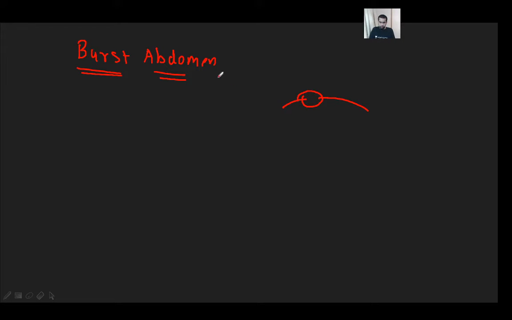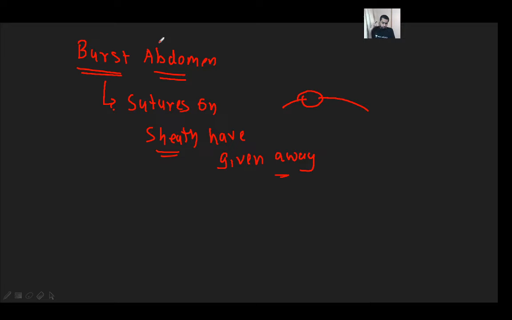Now if the sutures of the sheath of the abdomen give way in the post-operative or peri-operative period, then the patient lands up with burst abdomen. So what exactly is happening in burst abdomen? In simple words, the sutures which you had taken on the sheath of the abdomen have given way. Are you understanding my point? They have given way. So this is what happens in patients with burst abdomen. Fair enough. Now, what is the importance of this?